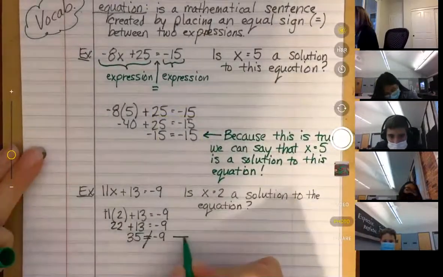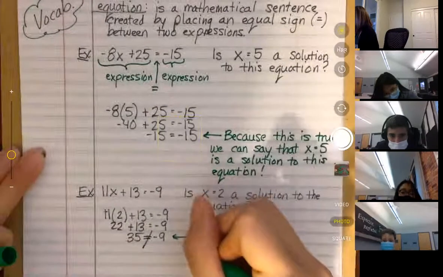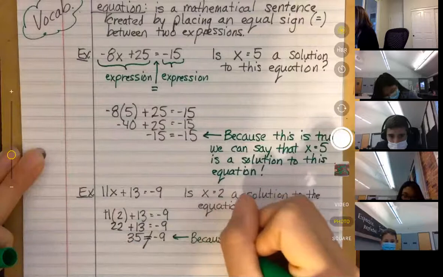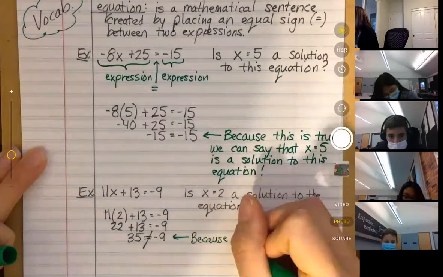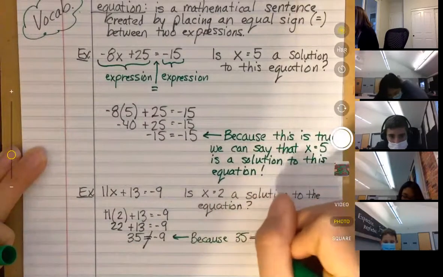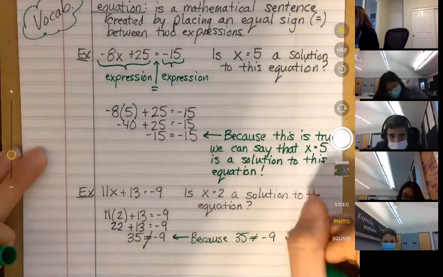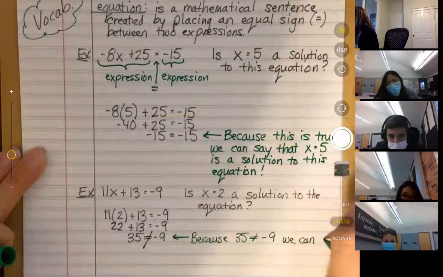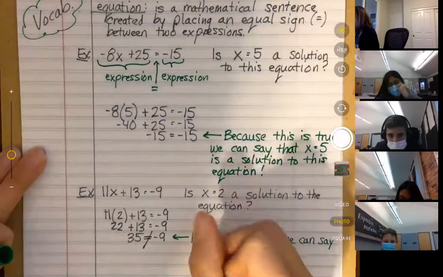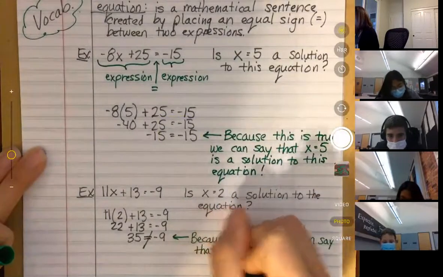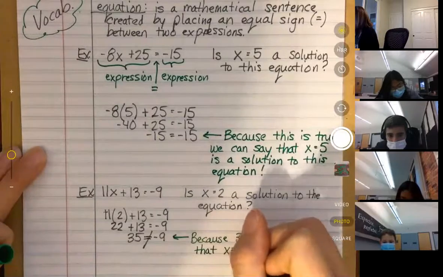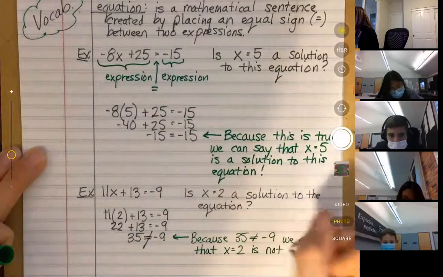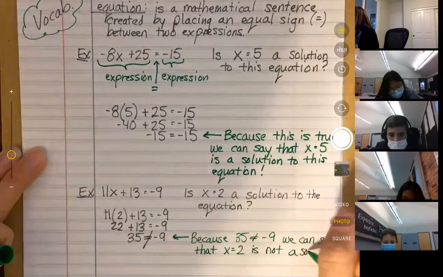So we can say, because 35 does not equal negative 9, we can say that x is equal to 2 is not a solution.